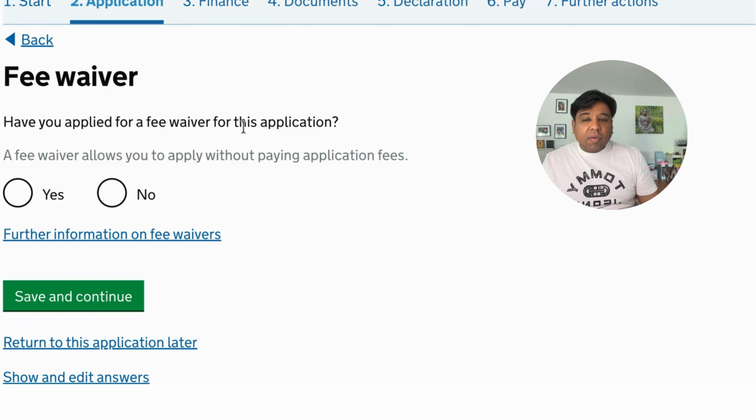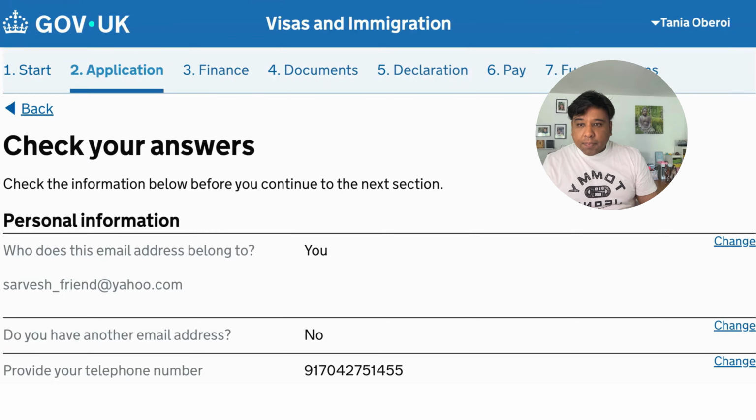Have you applied for a fee waiver for this application? In certain countries, many people don't know this is available for the spouse visa also. If you are in really dire financial circumstances and you cannot afford the visa application fees and you're outside the UK, you can apply for the fee waiver, but there is separate evidence required of your circumstances. But in this case, the answer is no.